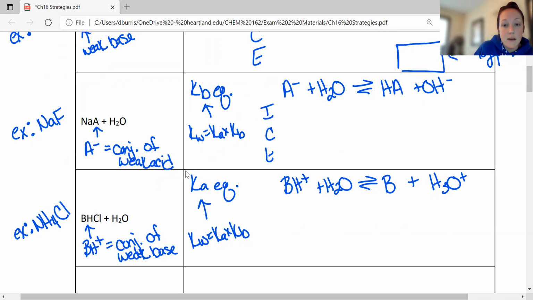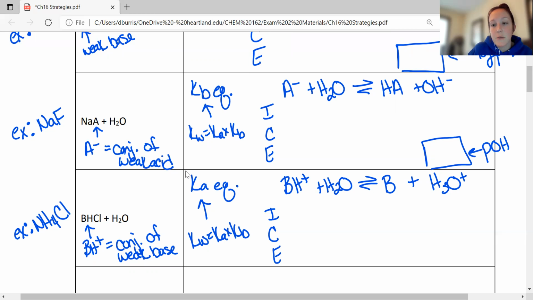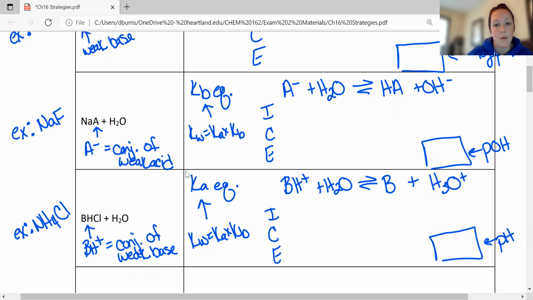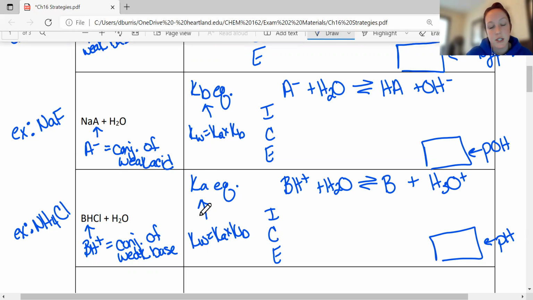So you still have to do an ICE table here. And then once you get to the end, we have this guy is OH minus. So we can find pOH from that, negative log of that, which can get you to pH if that's what I'm looking for. And here is H3O plus, so we can get the pH there. Okay, so ICE tables for all weak things and conjugates of weak things. Just dissolved in water.